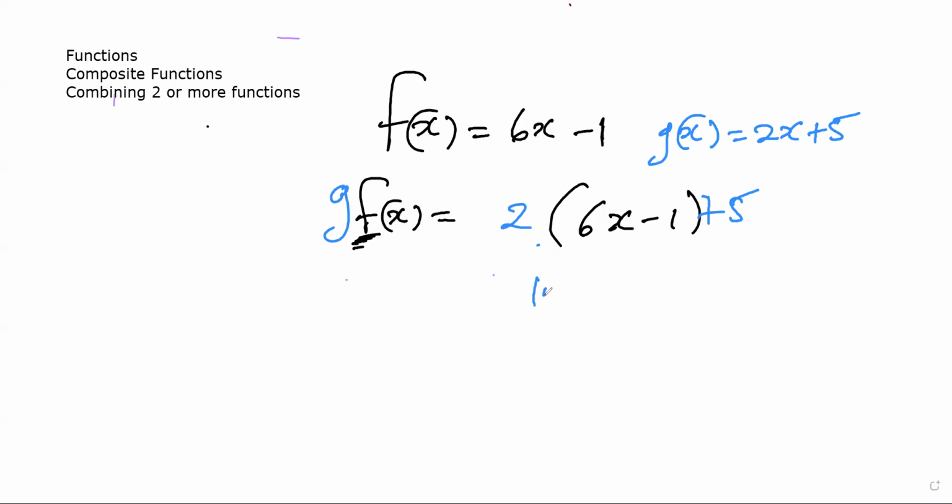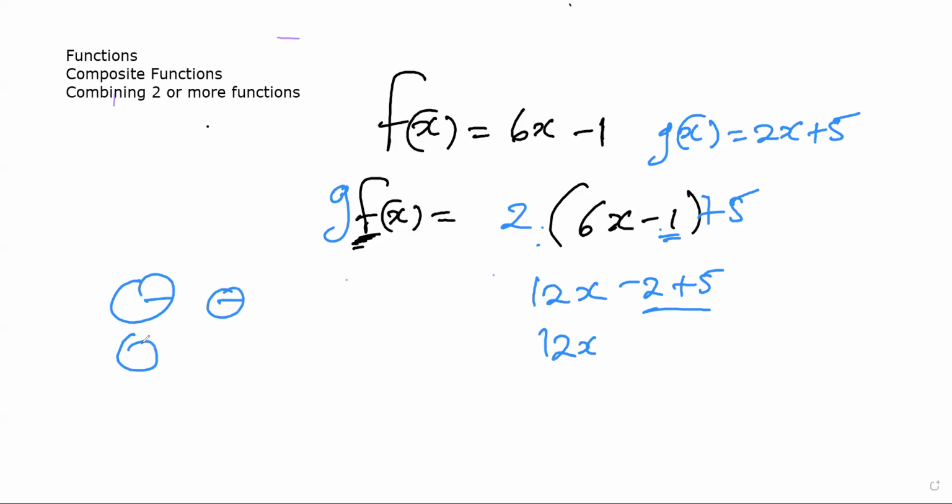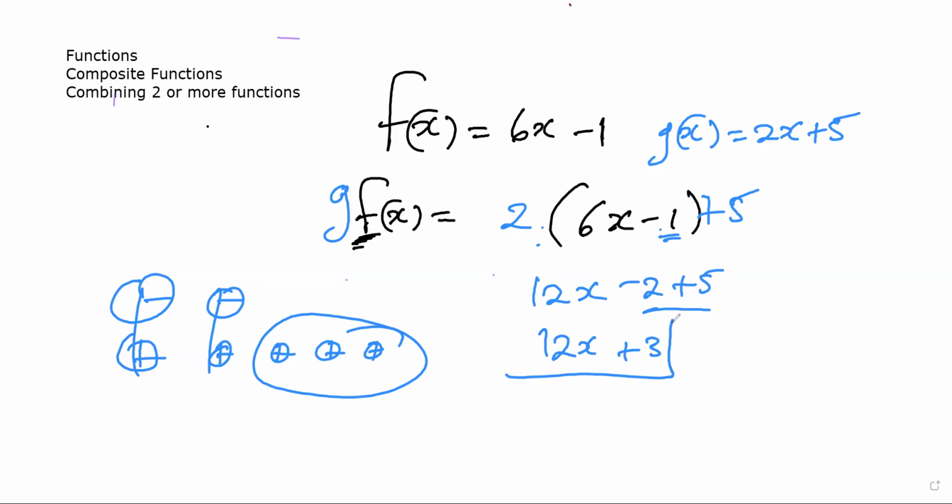So 2 times 6 is 12. 2 times negative 1, that's negative 2. Remember this, guys. You have 2 negative and 5 positive. So we have 3 positive. So the answer would have been 12x plus 3. Let me check it now, Mary.